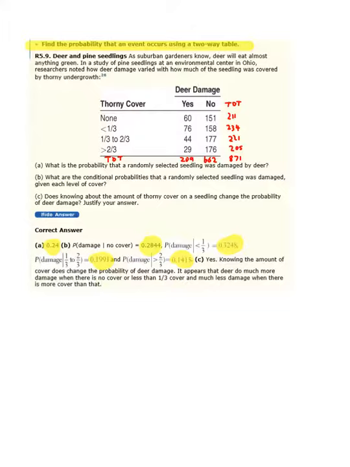Part C, does knowing the amount of thorny cover on a seedling change the probability of deer damage? Well, yes, clearly knowing the amount of cover does change the probability of deer damage. It appears, based on the probabilities we just calculated, that deer do much more damage when there's no cover or less than 1/3 cover, and much less damage when there's more cover than that. And those 4 probabilities right here would be the justification for that.